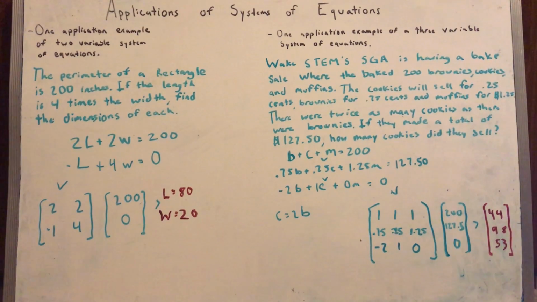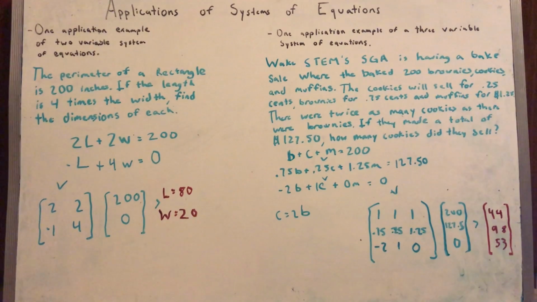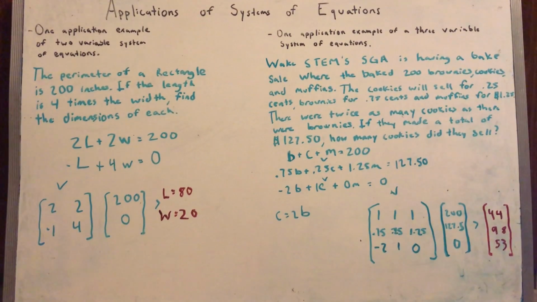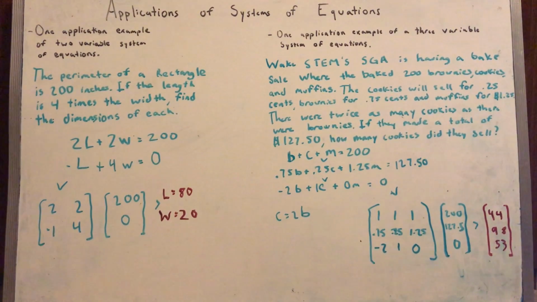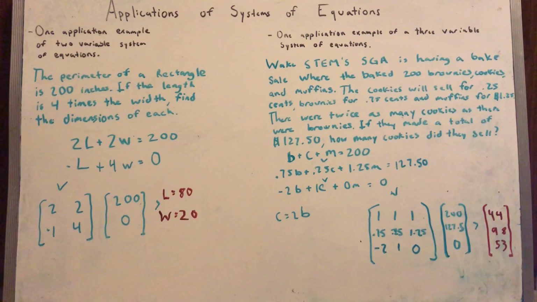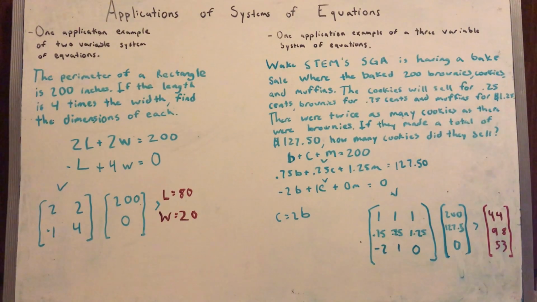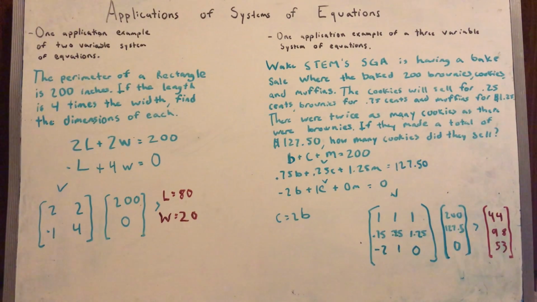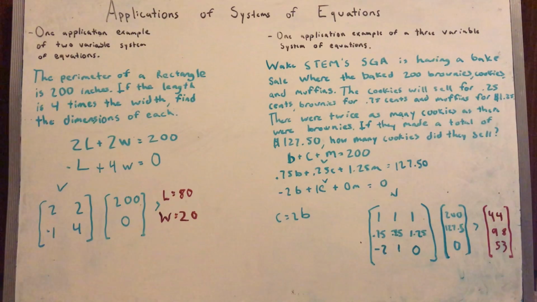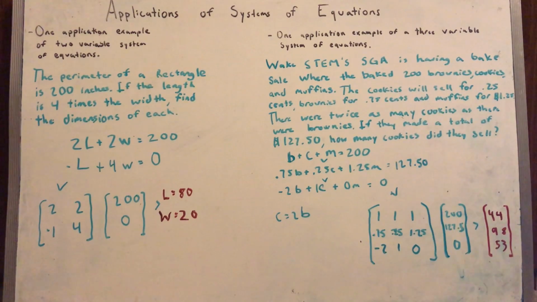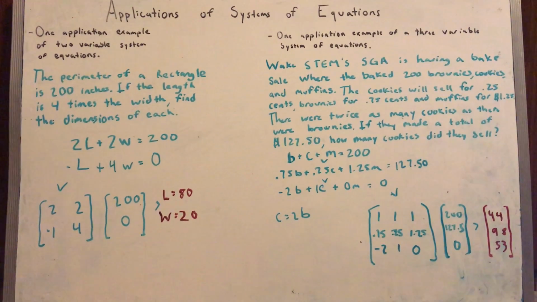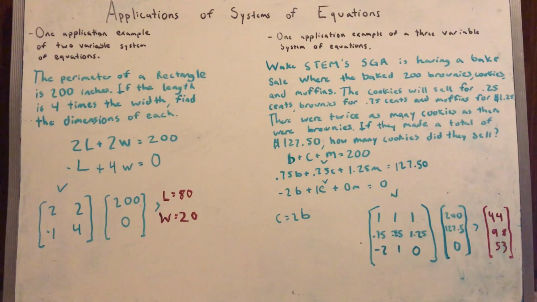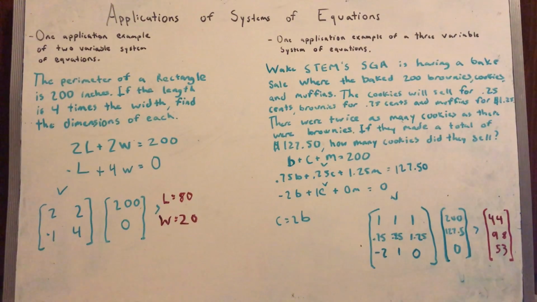We then got $127.50 from the question, which was the total of how much money they made after selling all their products. Then we got negative 2B plus 1C plus 0M equals 0. We got this information from the part in the question where it said there were twice as many cookies as there were brownies. So at the bottom it says C equals 2B, so that's how I get the negative 2B, because that's twice as many brownies.